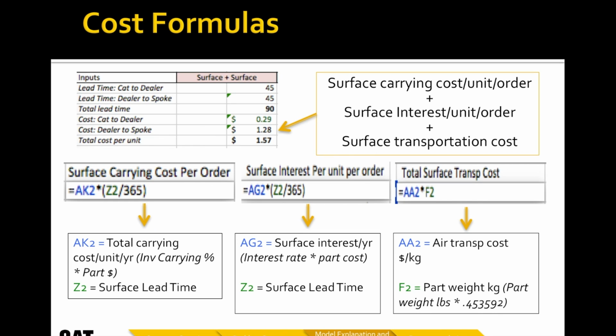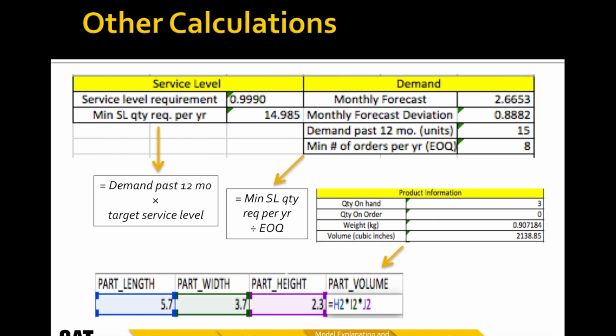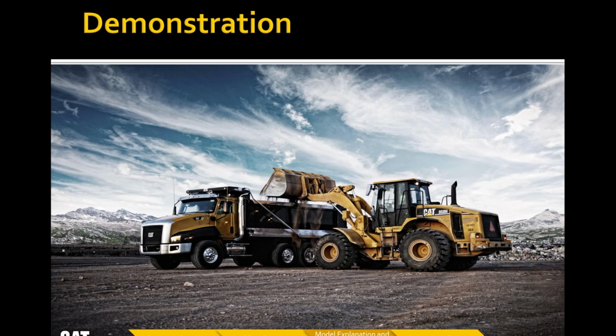We made several calculations to get to the unit cost per order of each mode of transportation, surface and air. Here we have the surface mode shown, but we performed the same calculations for air per unit. This slide shows how we came to these costs. Other calculations we made include the minimum service level quantity required per year and the minimum number of orders required per year using EOQ, and finally the volume of each part.